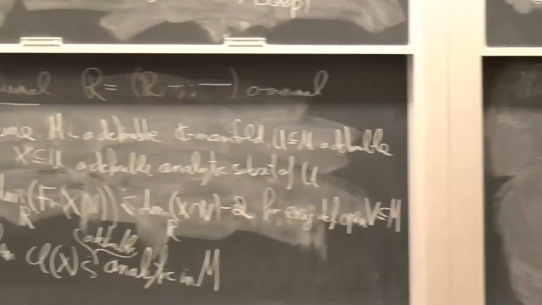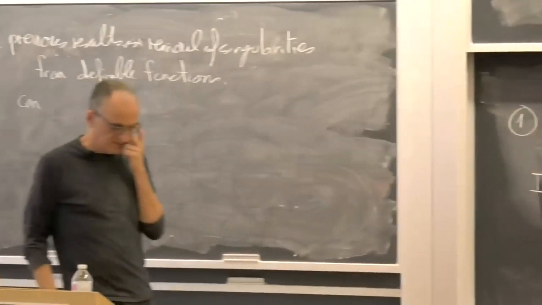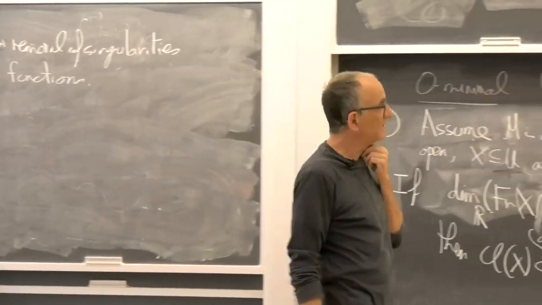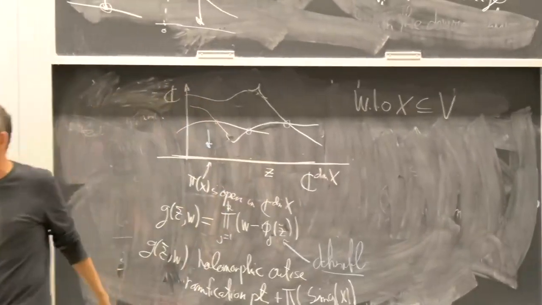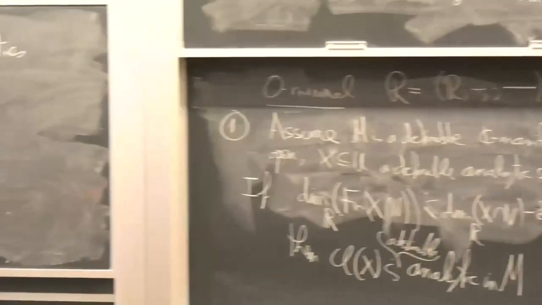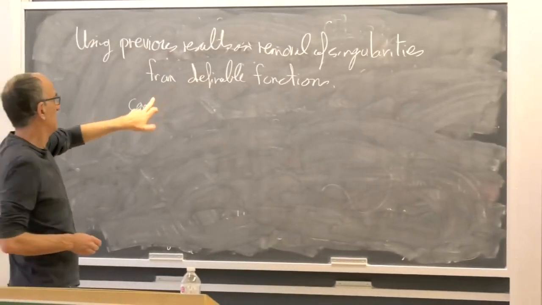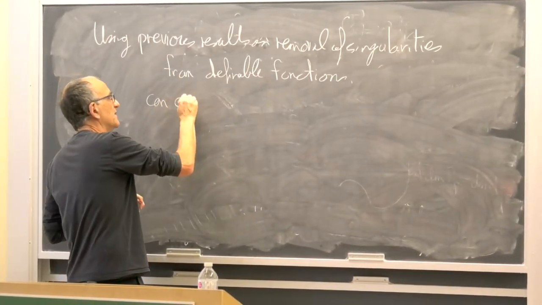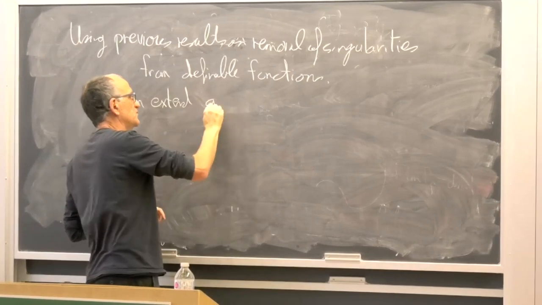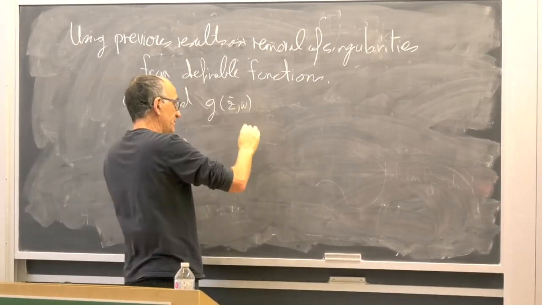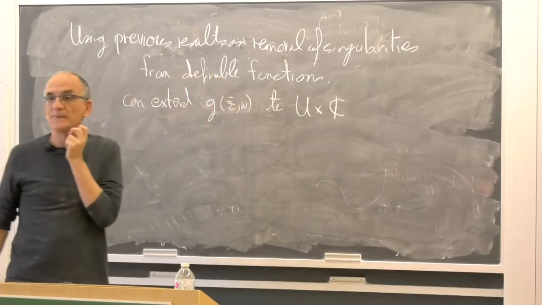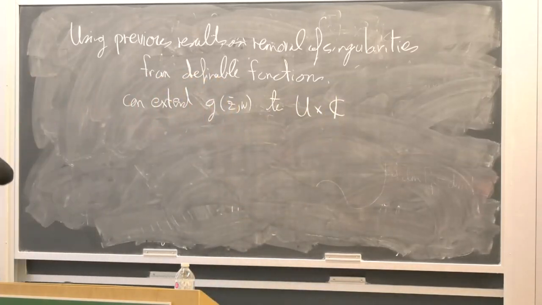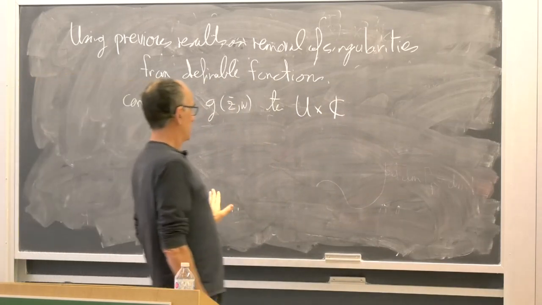You're really talking about the coefficients of this polynomial, I suppose. This is a polynomial in W. Right. Coefficients of the polynomials, which are defined on the projection. Exactly that. Right. Exactly. We can extend G_{Z,W} to U cross C. Because in the last coordinate, we have a polynomial in W, holomorphically.